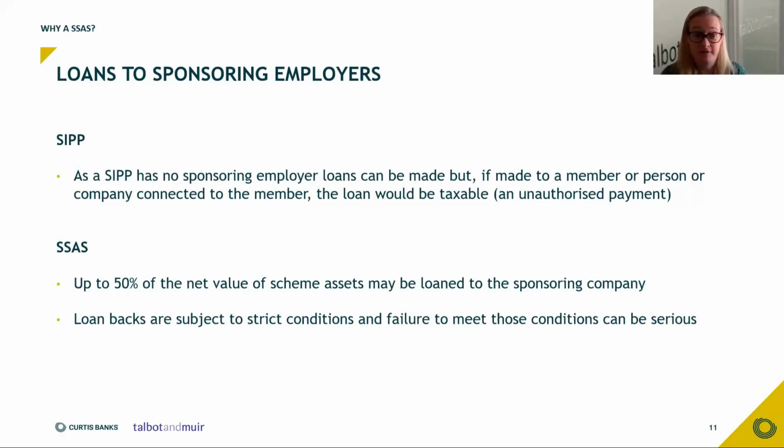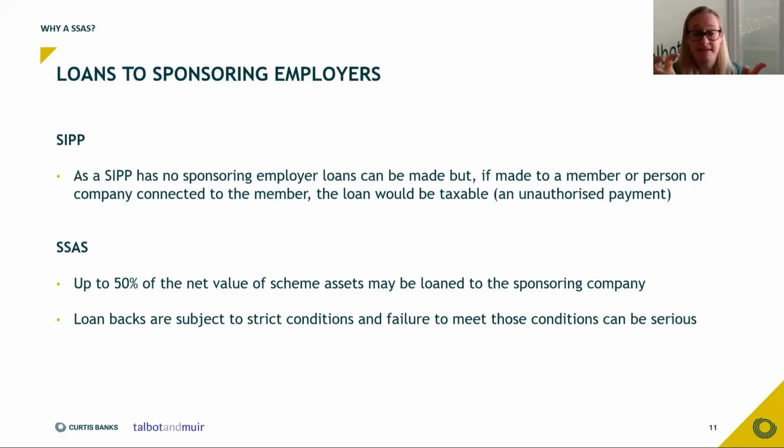I would like to go into that in a bit more detail. First off, on the SIP side, if a loan is made from a SIP to a connected party, that will create an authorised payment and a tax charge for the scheme. So it's not available under SIP as an option. Under SSAS it is available, so you can do the loan back of 50% of the net value of the scheme assets back to the sponsoring employer.